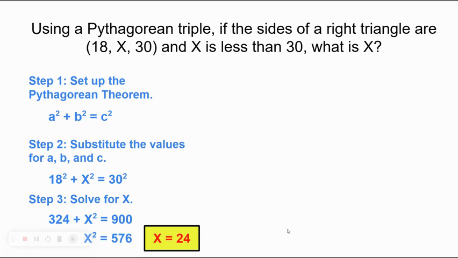So remember, a Pythagorean triple is three positive integers that work in the Pythagorean theorem, and then we set up this one to find out the missing side. Remember also that your largest side has to be the hypotenuse.